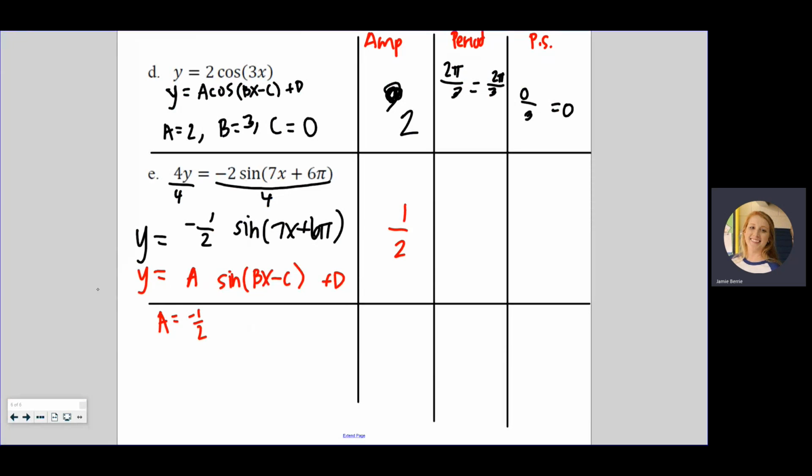And here we can see b is the coefficient on x, that's 7. And then c is, we've got to change that positive to a double negative. So change that plus right there to a double negative. And then we can match up: b matches with the coefficient on x, so b is 7, x matches with x, minus matches with this minus. So c matches with negative 6 pi.